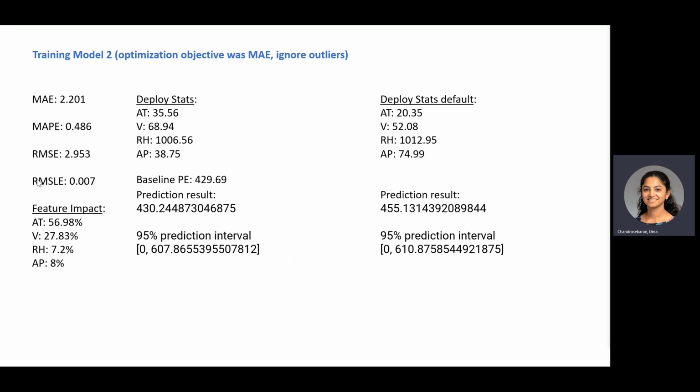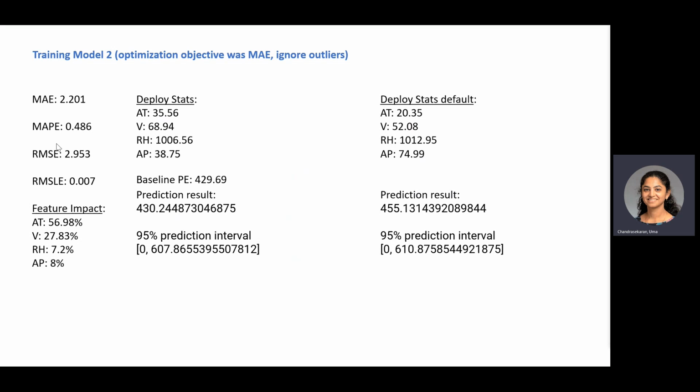This time around, the MAE was 2.2, compared to 2.3 last time. Root mean square error also decreased, to 2.9. So it looked like this model was performing slightly better than the other model. Again, the feature importance didn't change that much. Temperature and vacuum were major contributors.